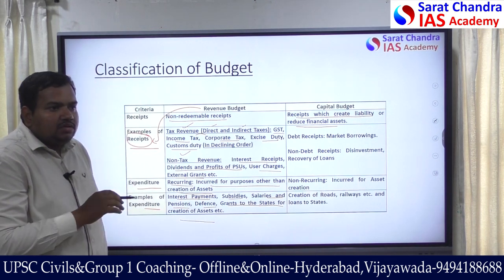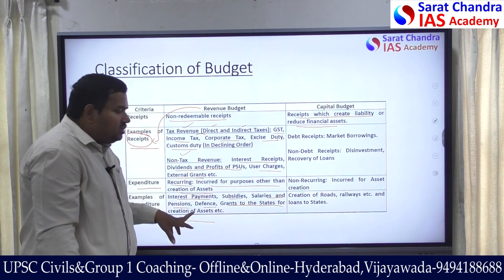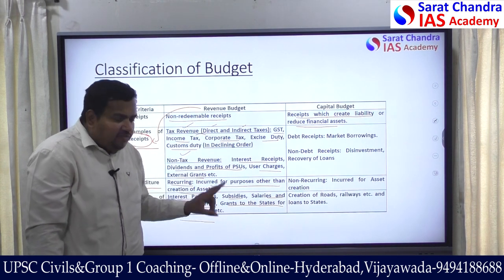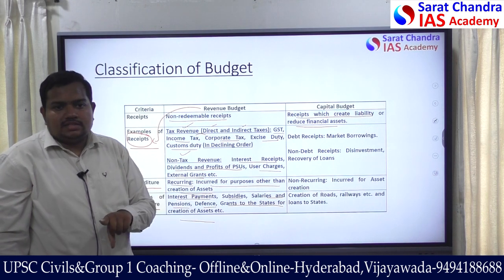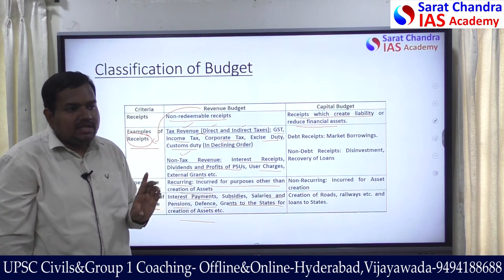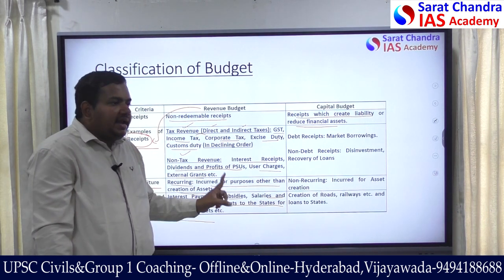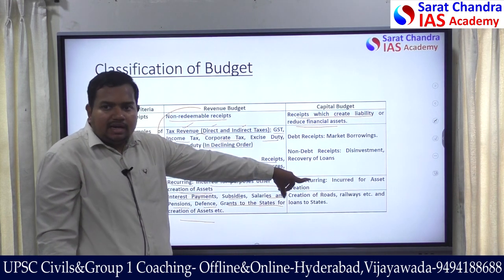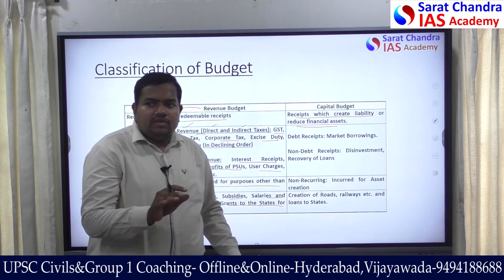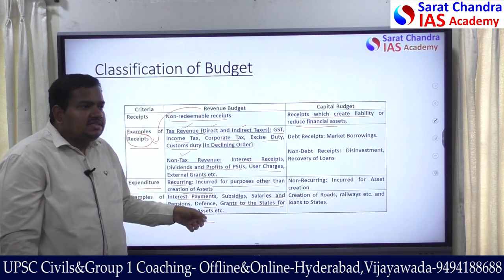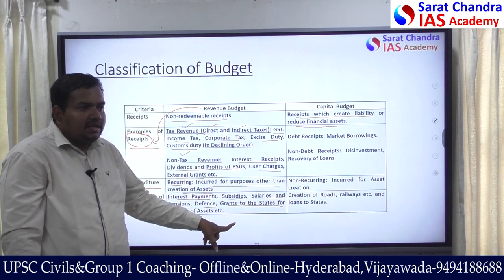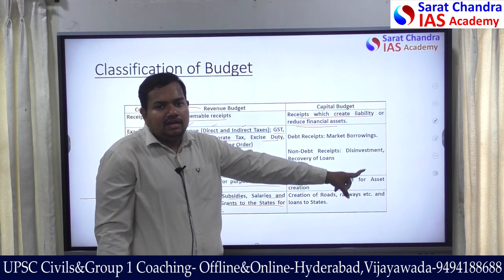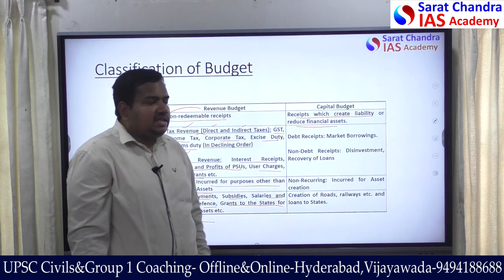I told you that grants to the states for creation of assets will come under revenue. But they might be given for capital assets. It might be capital expenditure. But because it is a grant, it should come under revenue expenditure. Otherwise, it should come under capital expenditure. Okay. Even though we are creating assets, because this is in the form of a grant, it will come under revenue. If it is in the form of a loan, it will come under capital account. Okay. That is the difference.